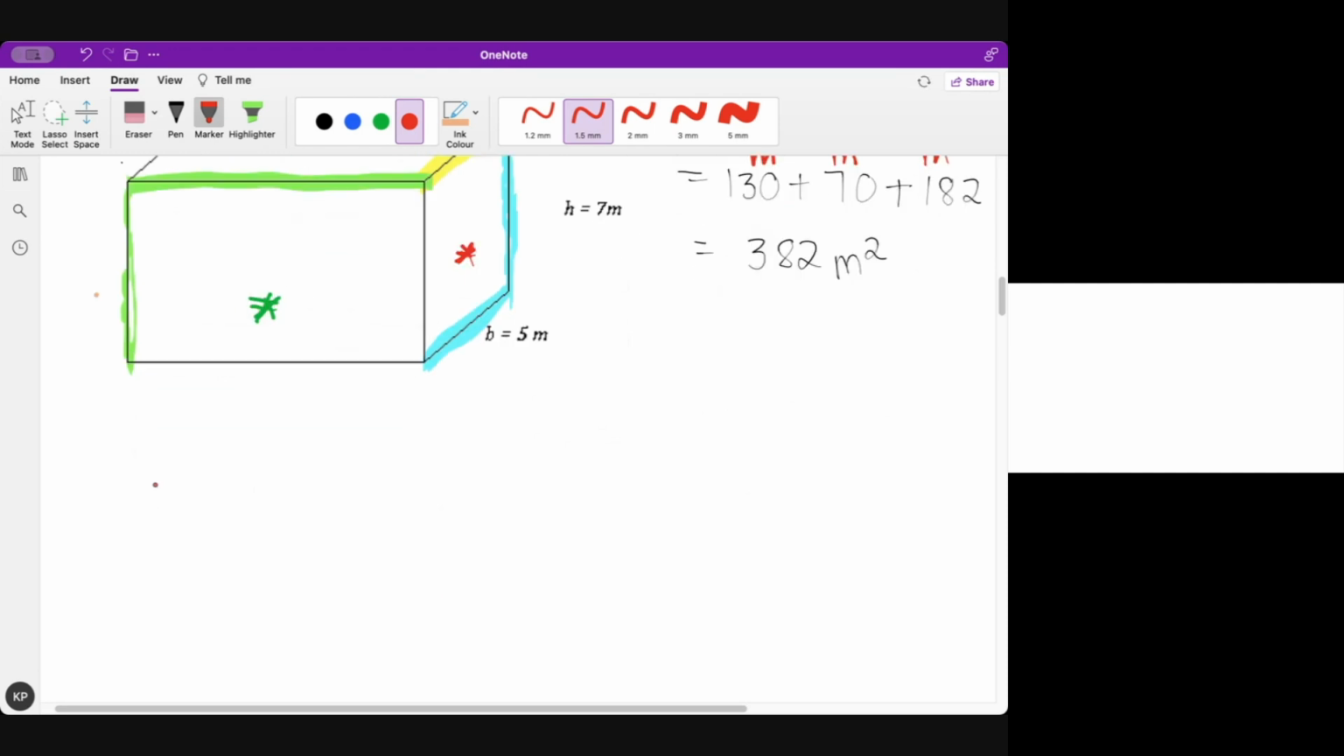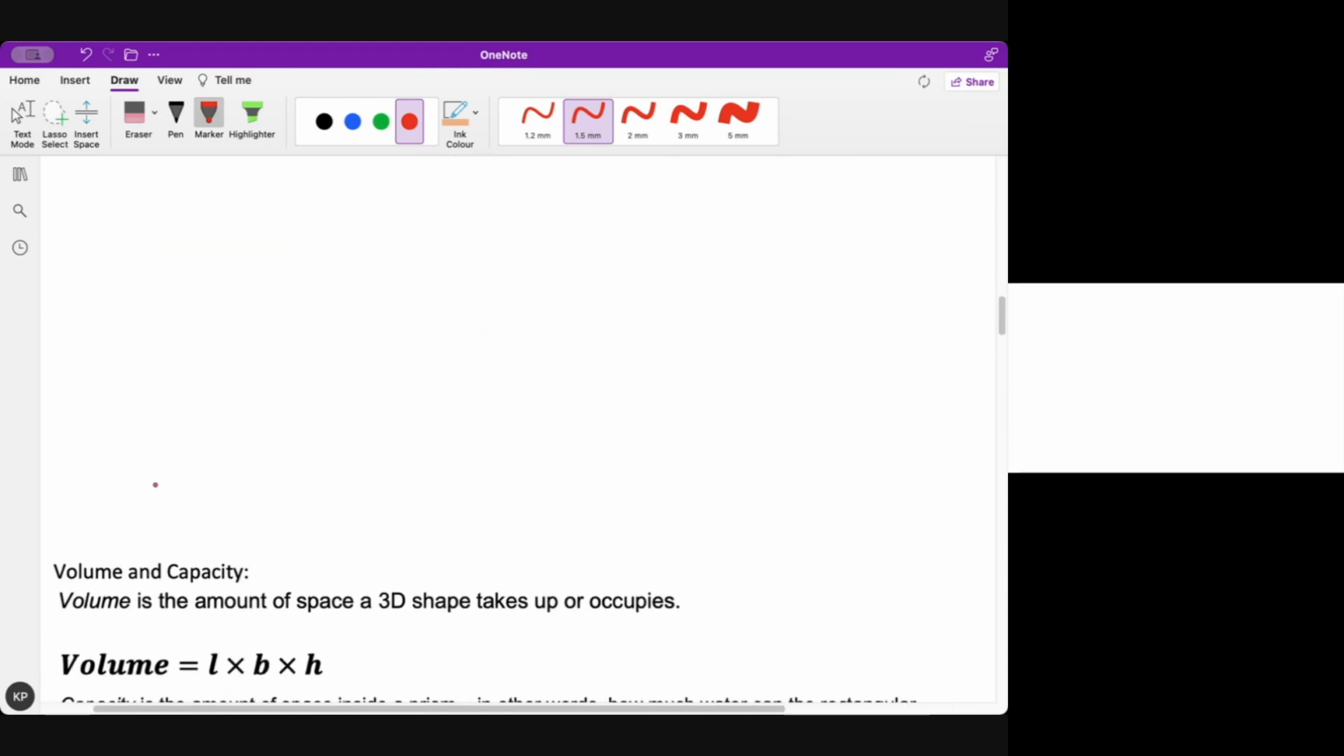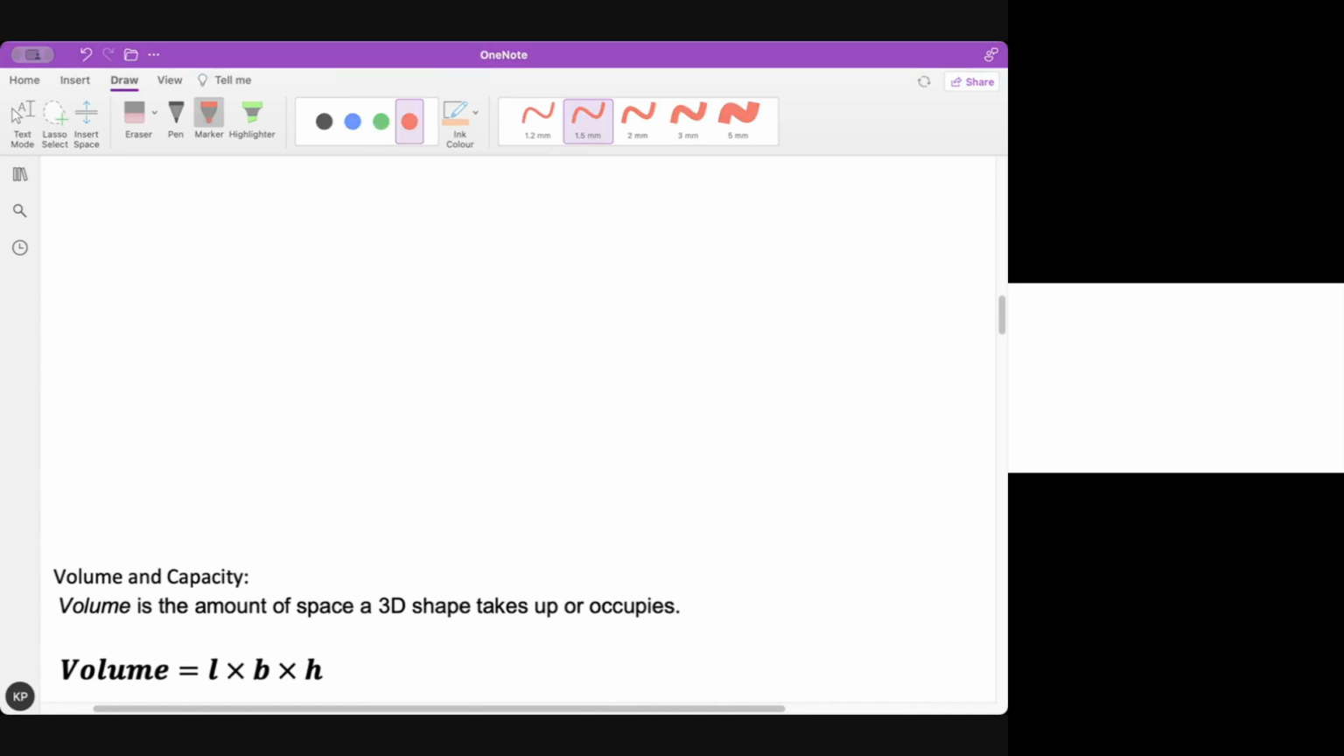Okay, now let's move on to volume and capacity. Does anybody know what the difference between volume and capacity is? Before I show you the definition for capacity, does anybody know the difference between volume and capacity? Anyone? Volume and capacity. Volume is the amount of mass an object possesses, okay? Capacity is the space inside. Okay, you guys are sort of correct.